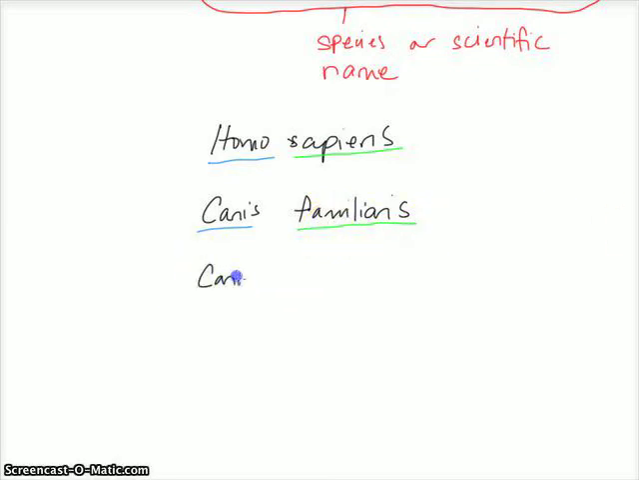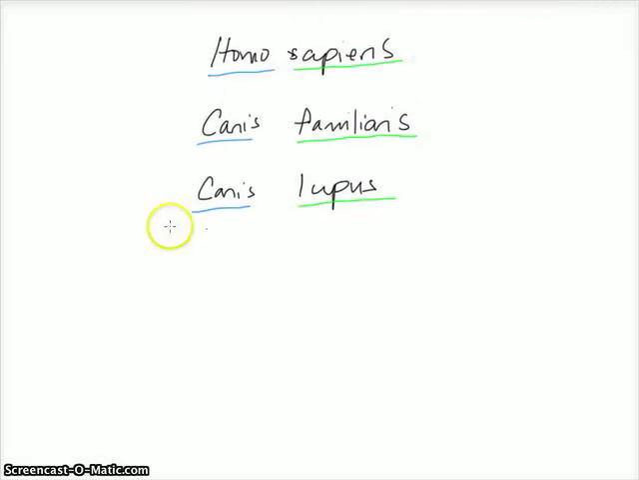Another example is Canis lupus. The common name for that is timber wolf. So this first part is the genus, and the second part is the species epithet. So there are rules to writing the species name. So let's write them down.